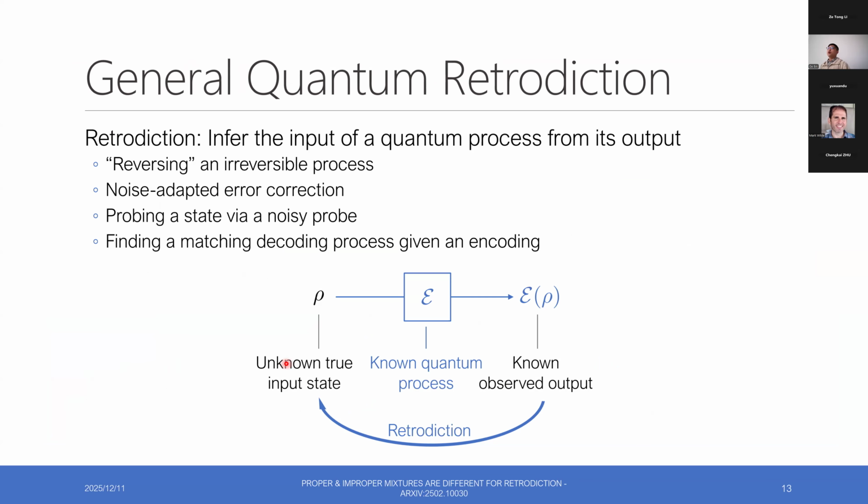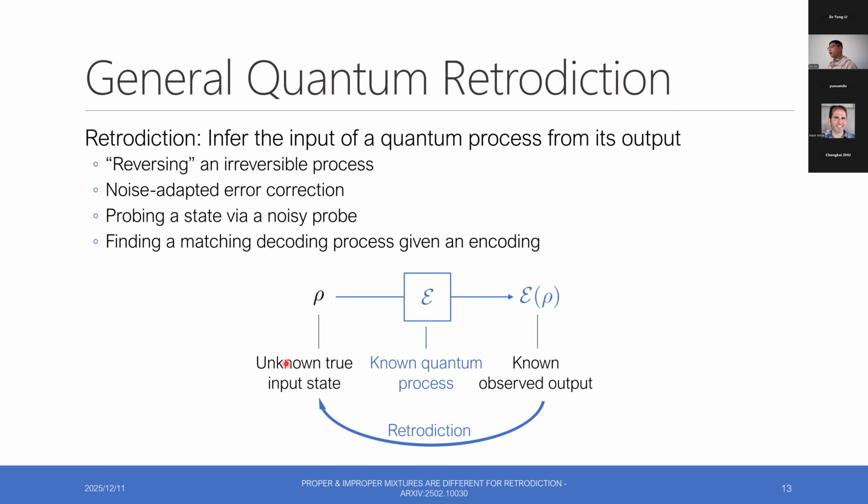Generally, we may consider quantum retrodiction not just with measurements. We could consider a general process more than a measurement. The task is still retrodiction: we want to infer the input of some quantum process from its output. You can imagine this is like reversing a process. Usually that process is irreversible, but we can get a kind of reverse, though it is not actually the inverse of that operator.